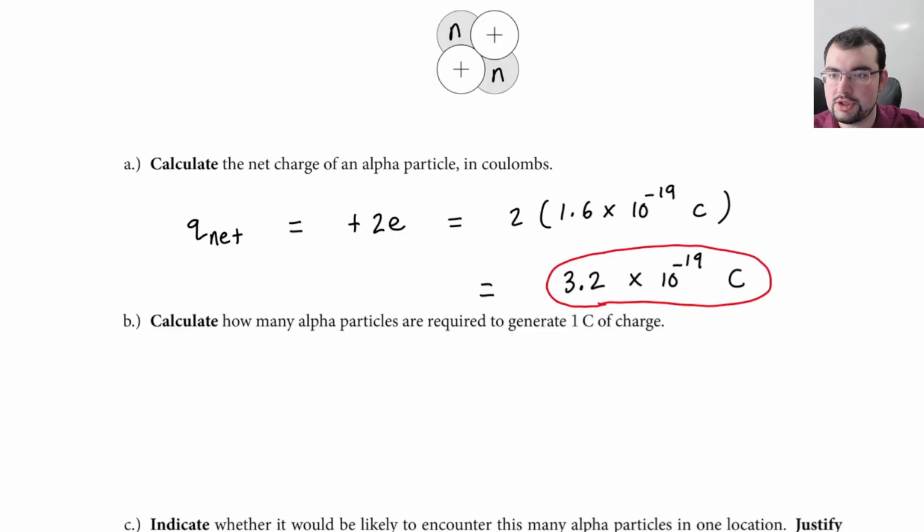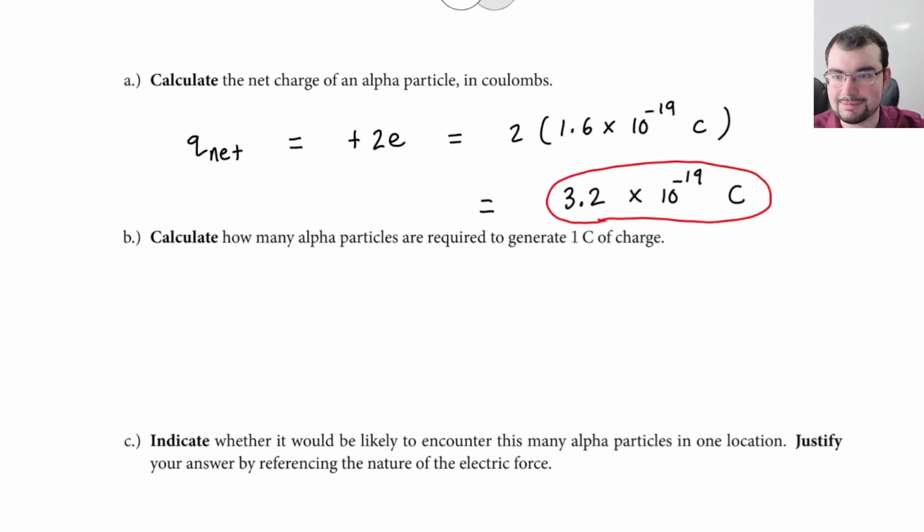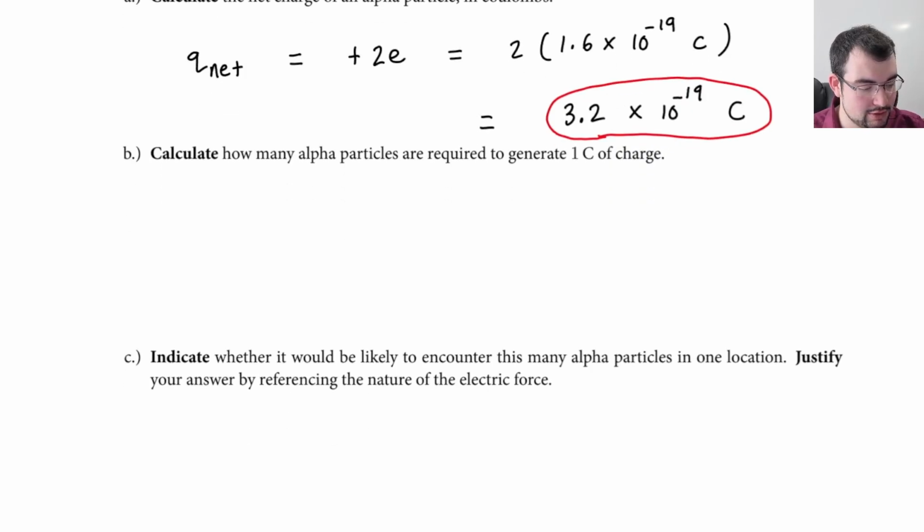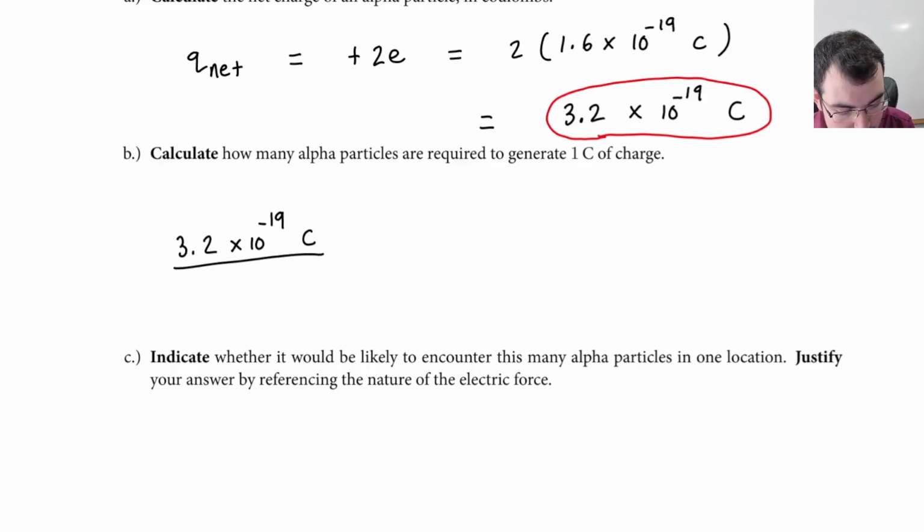All right, so just to see the scale of the coulomb, how many of these alpha particles would be required to get to 1 coulomb of charge? Well, this is more of a unit conversion problem. So we know that there are 3.2 times 10 to the negative 19th coulombs per 1 alpha particle. That's what we're given. That's what we found last time.